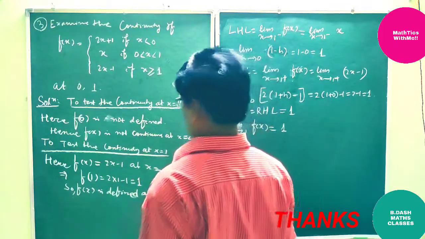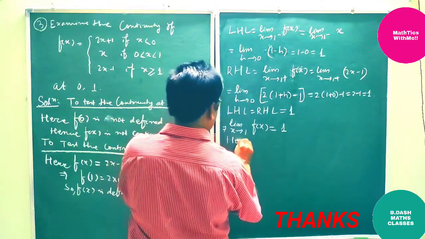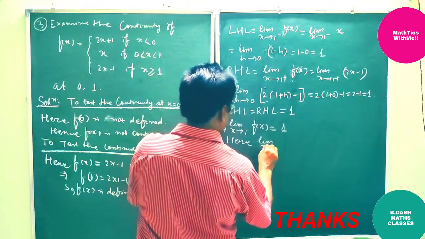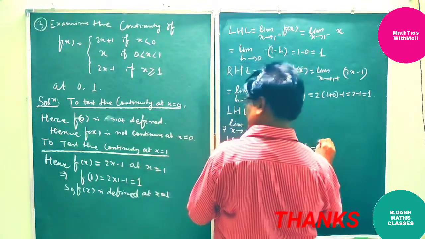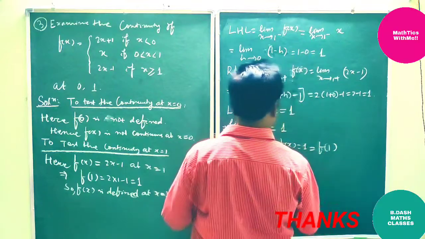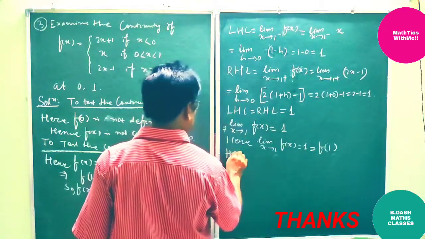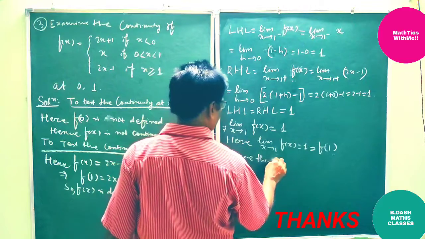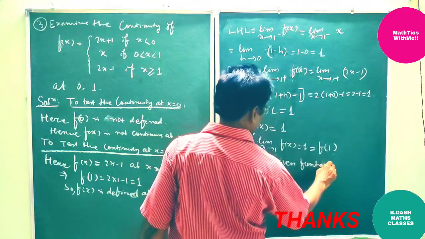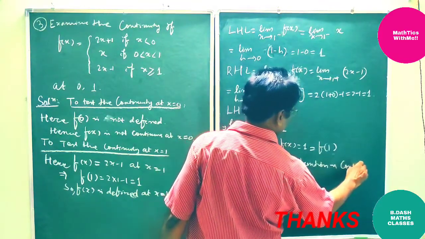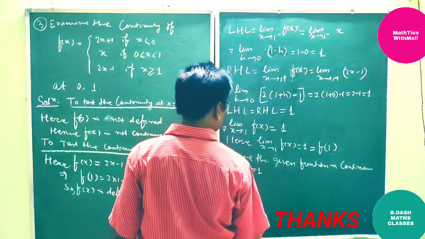So the second condition is also verified. The third condition: here the limit as x tends to 1 of f(x) is 1, which is equal to f(1). So the limiting value equals the functional value. Hence the given function is continuous at x = 1.